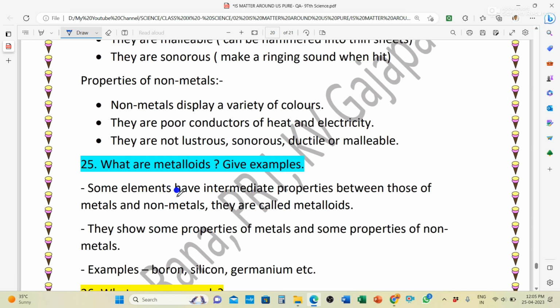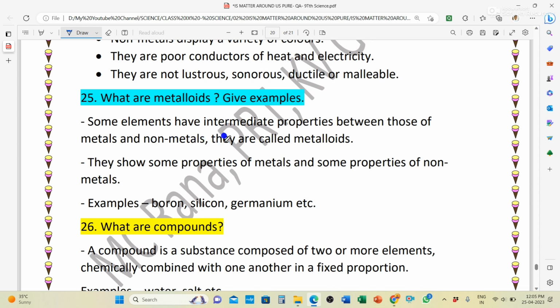Now, what are metalloids? Give examples. Some elements have intermediate properties between those of metals and non-metals. They are called metalloids. That means they show some properties of metals and some properties of non-metals. Examples: boron, silicon, germanium. These are the examples of metalloids.